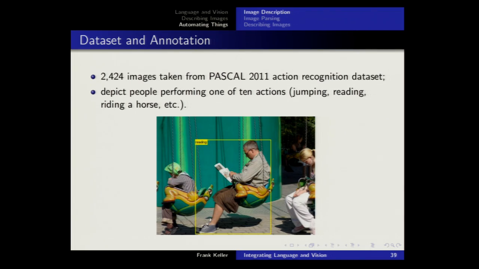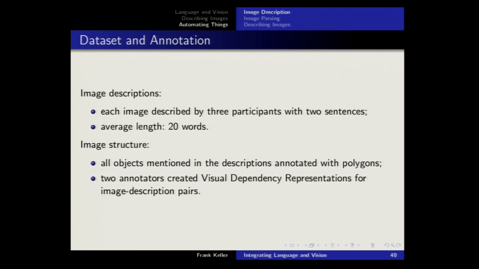We took a standard data set in the computer vision literature called the Pascal 2011 action recognition data set. It has about 2,400 images, and they all depict actions, for example, reading. There are 10 actions in total in the data set, each with about 240 images. And then we got several levels of annotation for this set of images. First of all, each image got a description. 3 participants sat down and described the action in the image. Average length of the image descriptions was about 20 words.